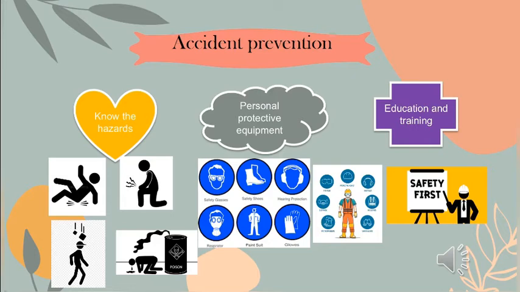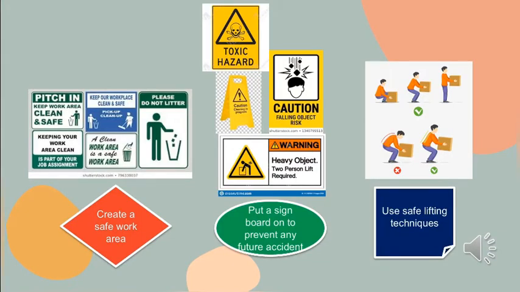Next, here are the ways to prevent accidents from happening. First, wearing personal protective equipment or PPE. Second, educate the employers and management staff. Third, create a safer area. Fourth, put up a signboard to prevent any future accident. Lastly, learn basic lifting techniques properly.